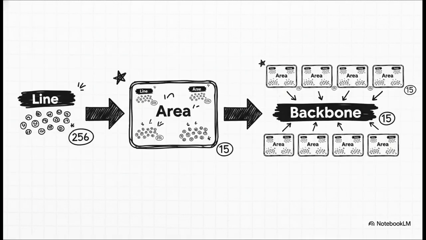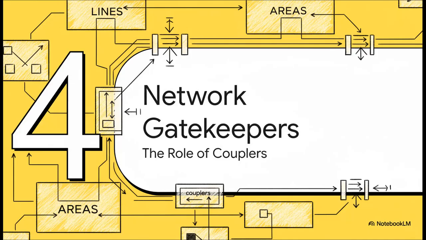And this structure has very specific hard and fast rules that let it scale up so big. A single line can have up to 256 devices on it. An area can bundle together up to 15 of those lines, and the main backbone can connect up to 15 areas. You start to do the math, and suddenly you can see exactly how we get to that mind-boggling number of over 60,000 devices. So we've got this awesome hierarchy of lines and areas.